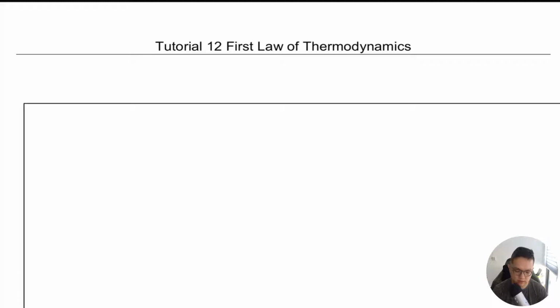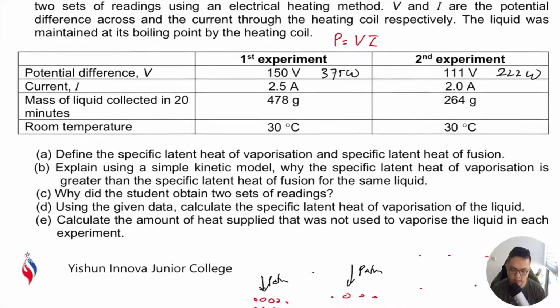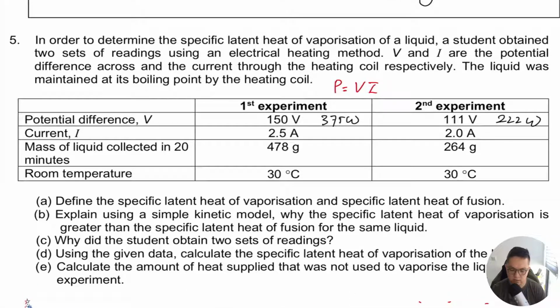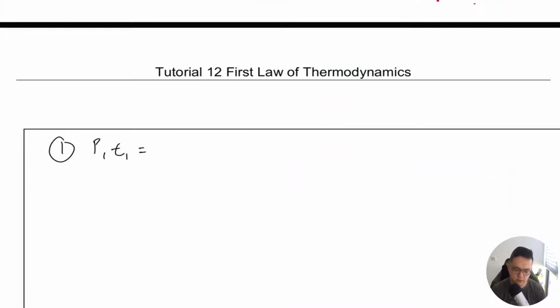So P1. Experiment 1, let's write it first. P1T1 equals, is used to do boiling and used for heat loss. So this is M1 LV plus H. Okay, sub in the values. In fact, we can do some rearrangement first. I'll just follow the one in my notes so it's easier for you to go along with it.